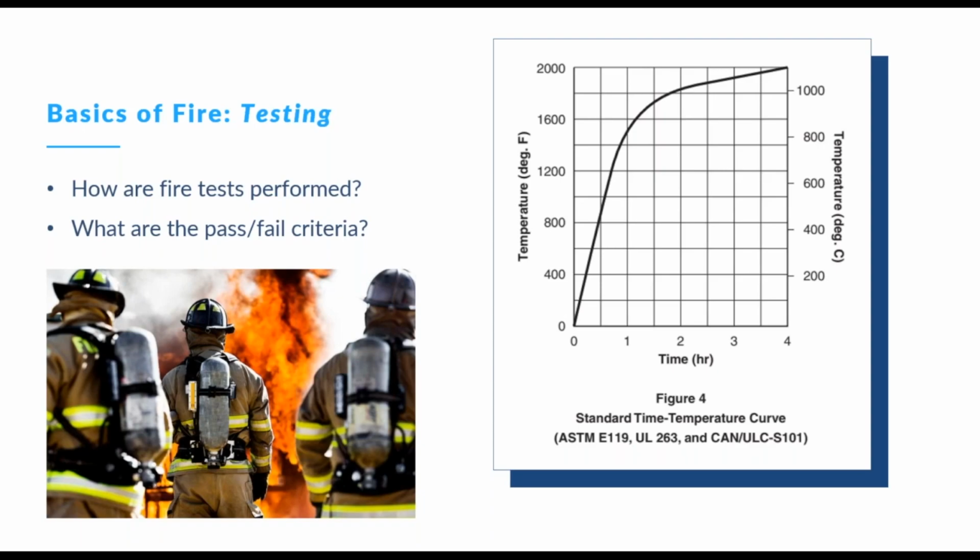And then the last one only applies to walls, and that's a hose stream test. So you have the wall that's in the furnace, you've set fire to it for however much time, it's burned, and if it's passed the other 3 criteria, then you pull it out of the furnace and you take a fire hose and you spray it down. And that hose stream is going to break through almost inevitably the fire exposed side, especially if you're talking gypsum board partitions, but it can't break through the other side of the wall. So those are the pass-fail criteria.